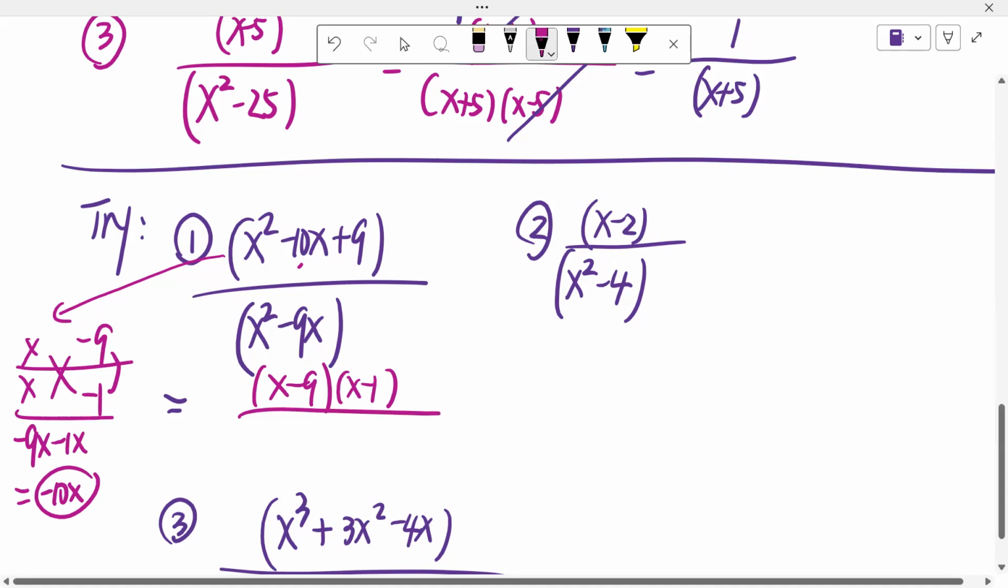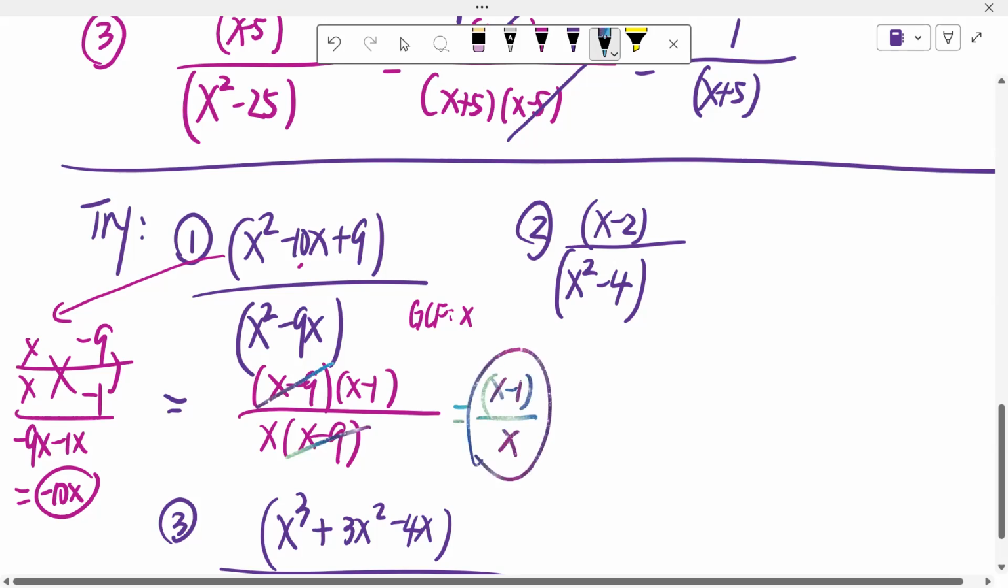The bottom, factor by GCF. GCF here is x, so put x in front, then x - 1. All right, now from there, we just cancel the common factor. This one will cancel. And the answer is x - 1 over x. That's the answer for the first one.